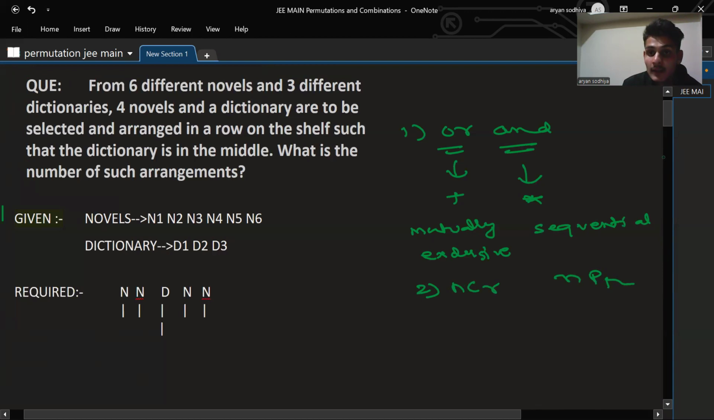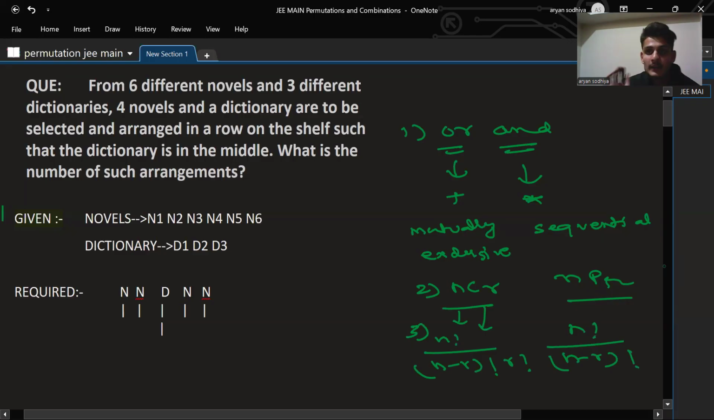Arranging r objects out of n objects is nPr. These both formulas we have used. And the third one we have used is n factorial upon (n minus r) factorial times r factorial, which is the result of nCr, and n factorial upon (n minus r) factorial is the result of nPr. This much we have previously discussed.